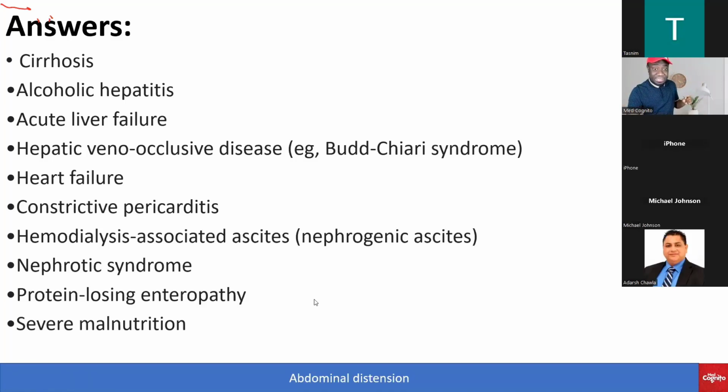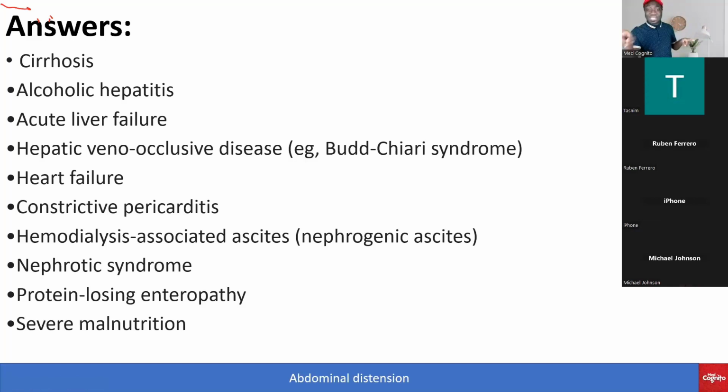Constrictive pericarditis can also do that. Hemodialysis associated ascites, like nephrogenic ascites. Okay. Nephrotic syndrome. Protein losing enteropathy. If the patient is losing a lot of protein, that means oncotic pressure in the blood vessel has gone down, and there will be a lot of transudates. So Dr. Tasman, as you said, there'll be a lot of transudates into the abdominal cavity, and that can lead to ascites, even severe malnutrition.